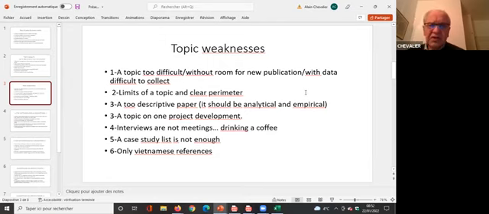The second point here is that we need to understand clearly what the limits of a topic are. Many students don't understand this very well. They think they can deal with cashless payments in general. It's probably very difficult because it's a very large topic, and you have to be very careful and say, okay, what could be the reduction dimensions, how to limit the perimeter, what is inside, what is outside.